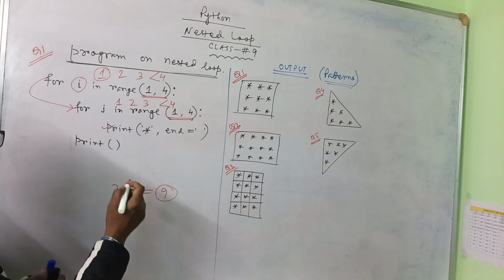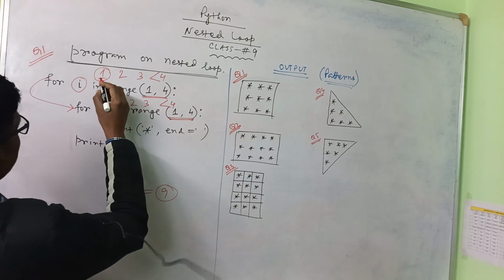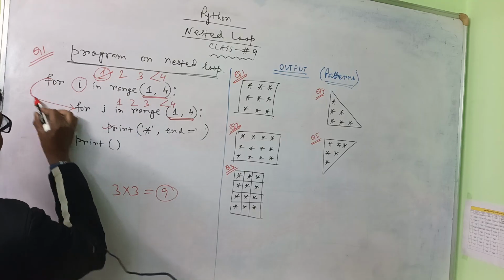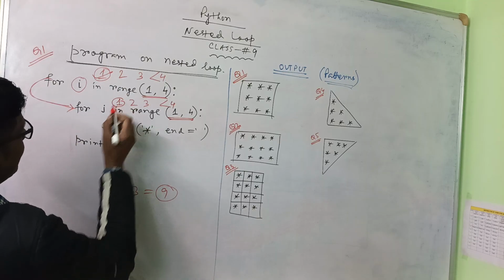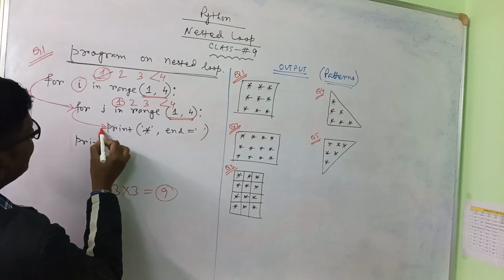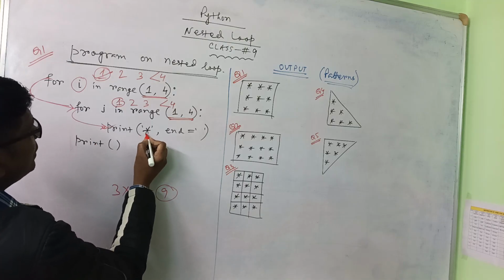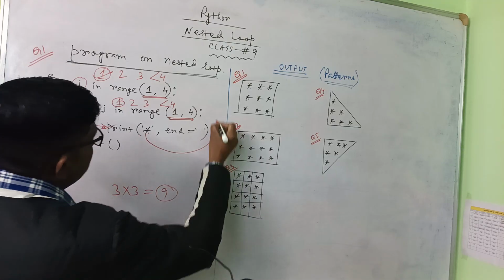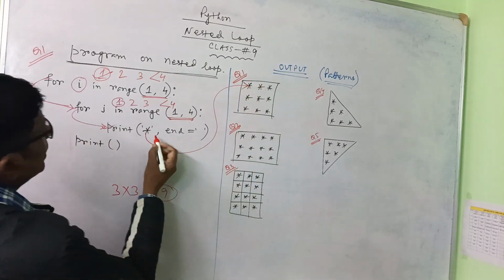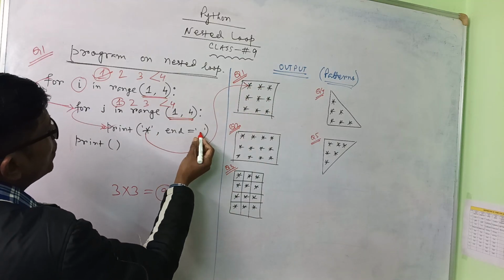The first time when I equals 1, you are coming inside, J is 1. So when J is 1, you are coming inside, and the computer shows you this asterisk sign. So this asterisk sign is here, and comma end equal to space.